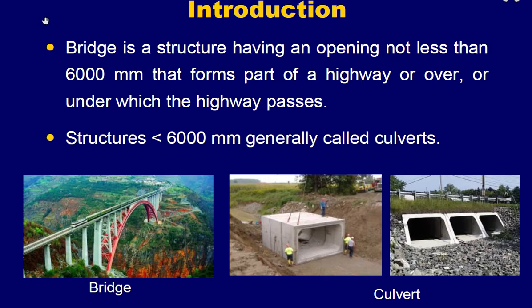Okay. Now coming to the introduction, bridge is a structure having an opening not less than 6,000 millimeter. Okay, it's a 6,000 millimeter, which is equivalent to 6 meter, that forms part of a highway or over or under which the highway passes. Okay, so it is a part of highway, over a highway, or under the highway. Structures less than 6,000 millimeters span generally called culverts. So you are understanding the difference between bridge and culvert. Culvert is less than or equal to 6 meter, and bridge is more than or equal to 6 meter. It's all about the span length.